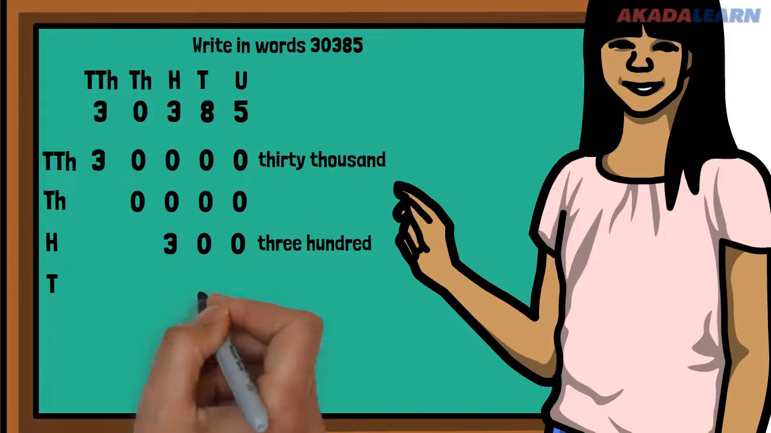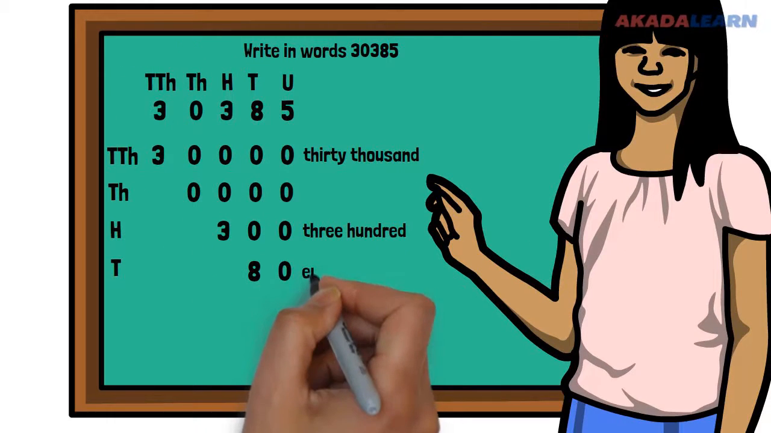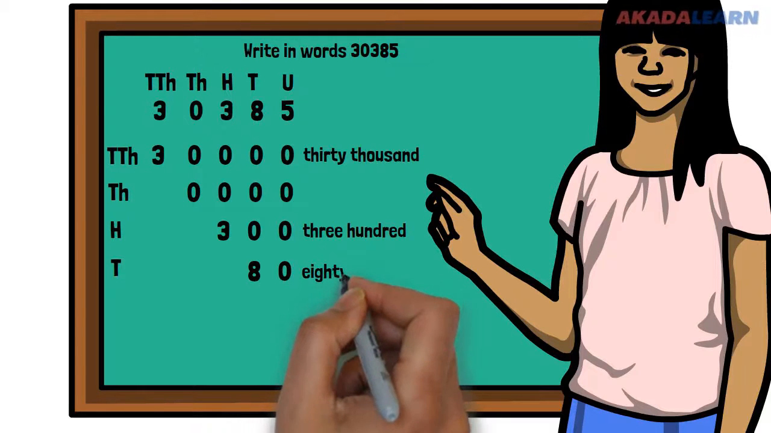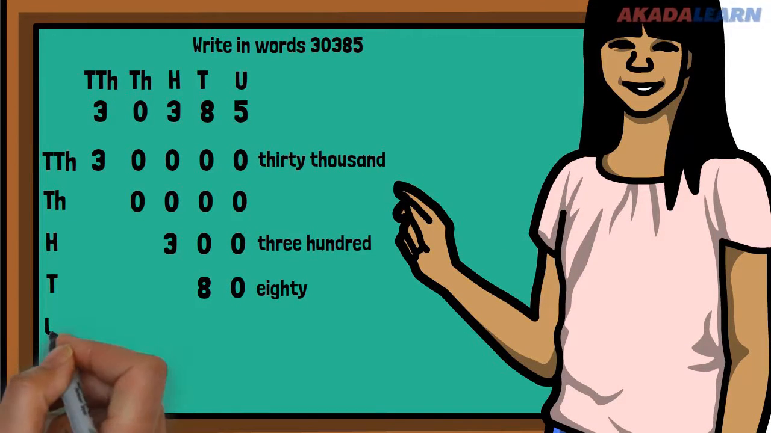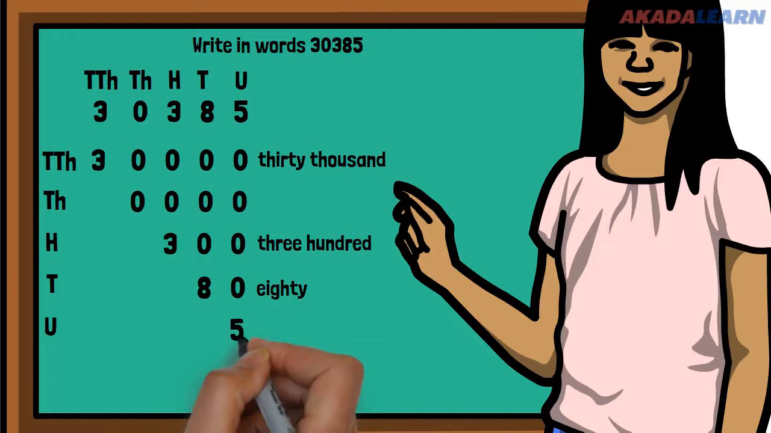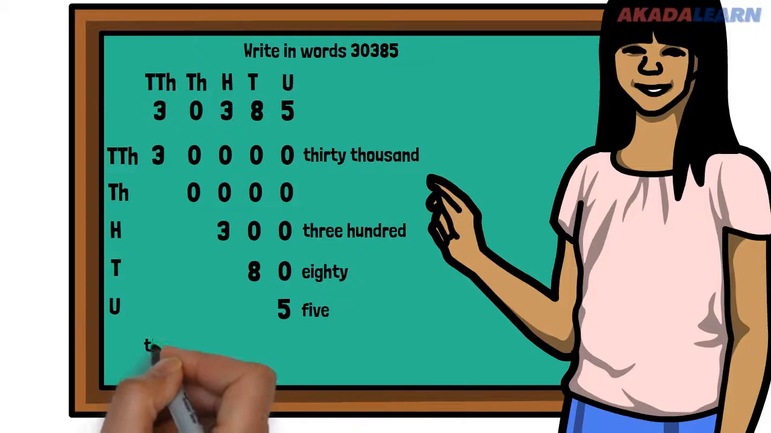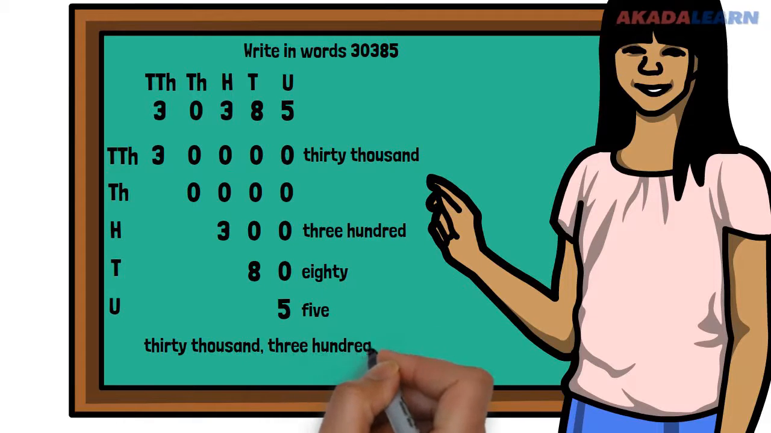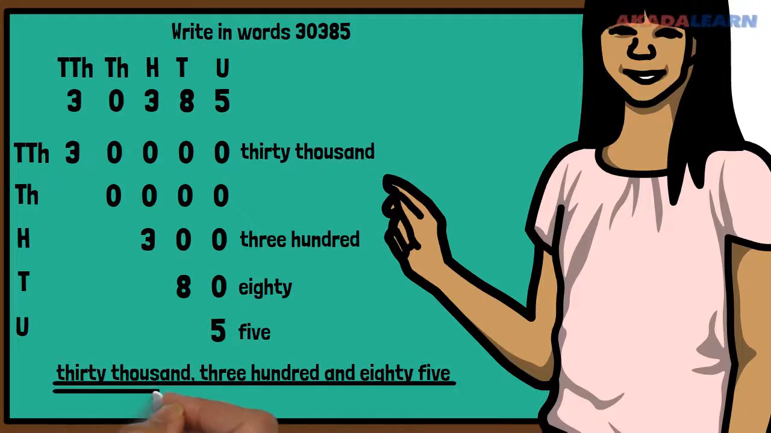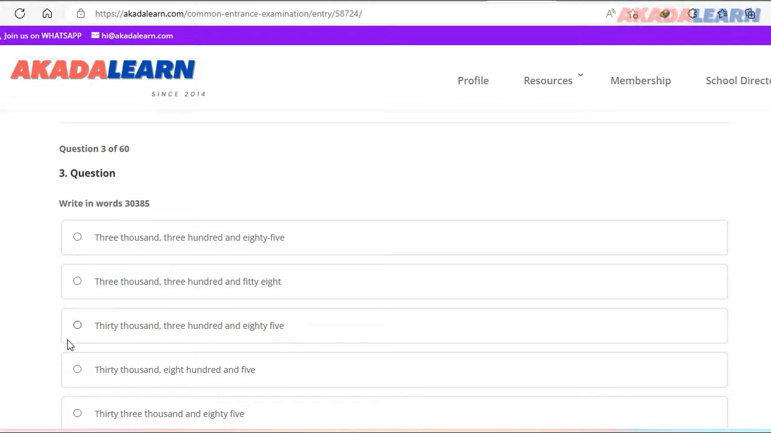The next is of course our tens, and what is there is number 8. So we put the 0 in front, which is 80. Next we have our units, which is number 5. So by the time we put them all together, we are going to have 30,385. Alright, from there we can see the option is option C, 30,385. So we click that.